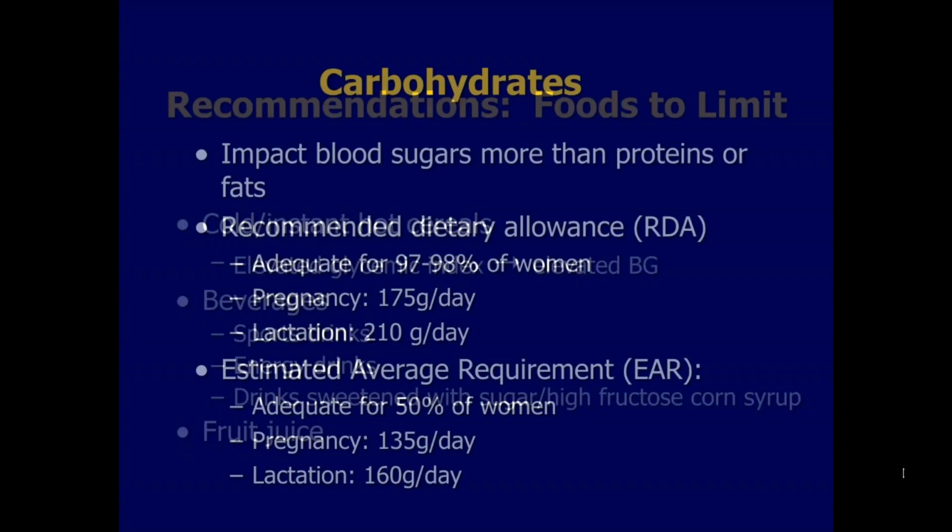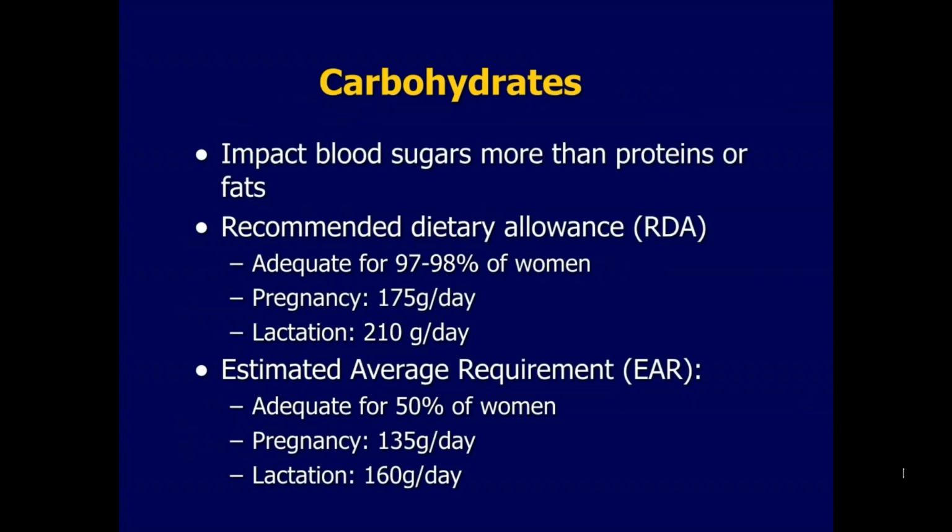Carbohydrates impact the blood sugar more than proteins and fats. So if you had lots of carbs, eventually you can see a spike in your blood, and it also depends on how resistant you came into the pregnancy. The recommended dietary allowance, RDA, typically is adequate. The recommendation for pregnancy is adequate for about 97 to 98% of women. For pregnancy, the RDA for carbs is about 175 grams per day.